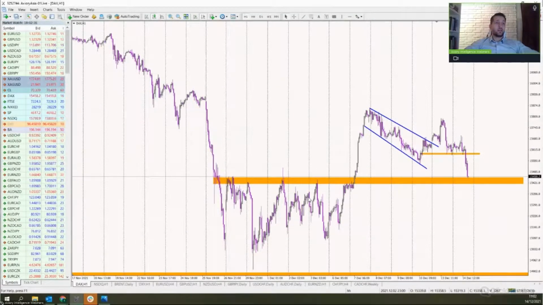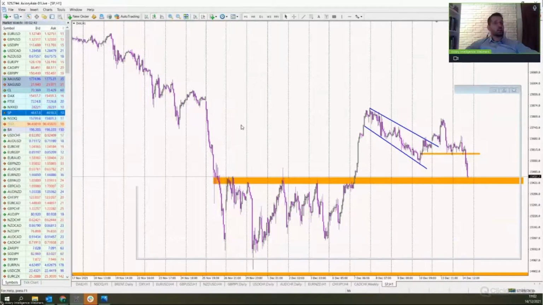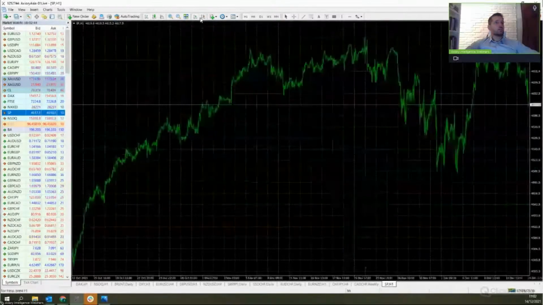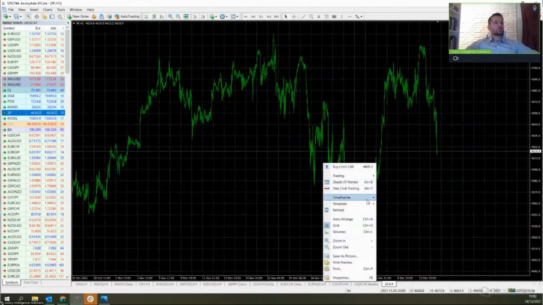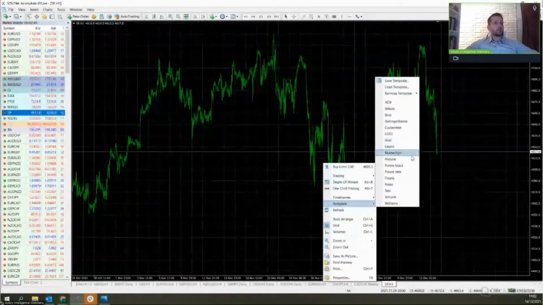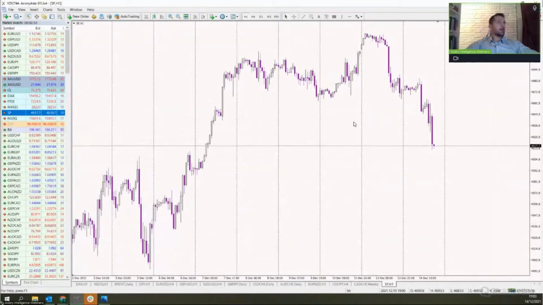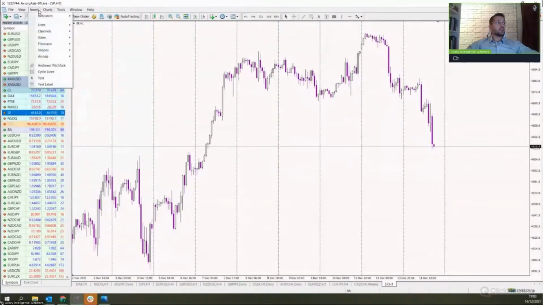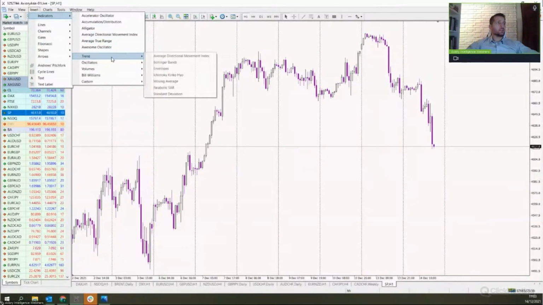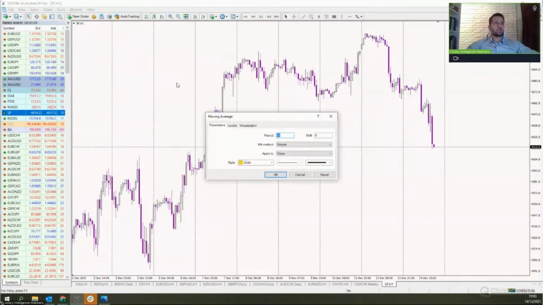And with moving averages, we will actually start. Let me open a fresh chart, maybe S&P 500. Why not? As you can see, price is dropping today. I do have a template for you, and let me show you indicators. Insert indicators. You have trend and you have moving average. We're going to start with a really basic moving average.